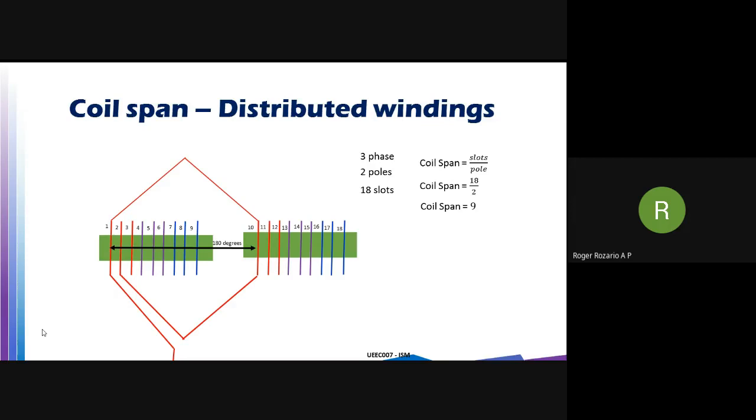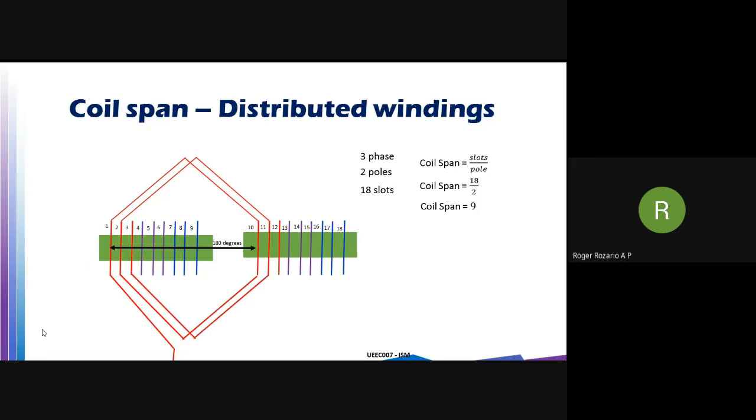What about the second winding? Second winding should be connected to which part? The winding in the second slot should be connected to 11. Yes, very good. What is 11 minus 2? 11 minus 2 is 9. So your coil span is 9. So the winding in the second slot should be connected to the 11th slot.